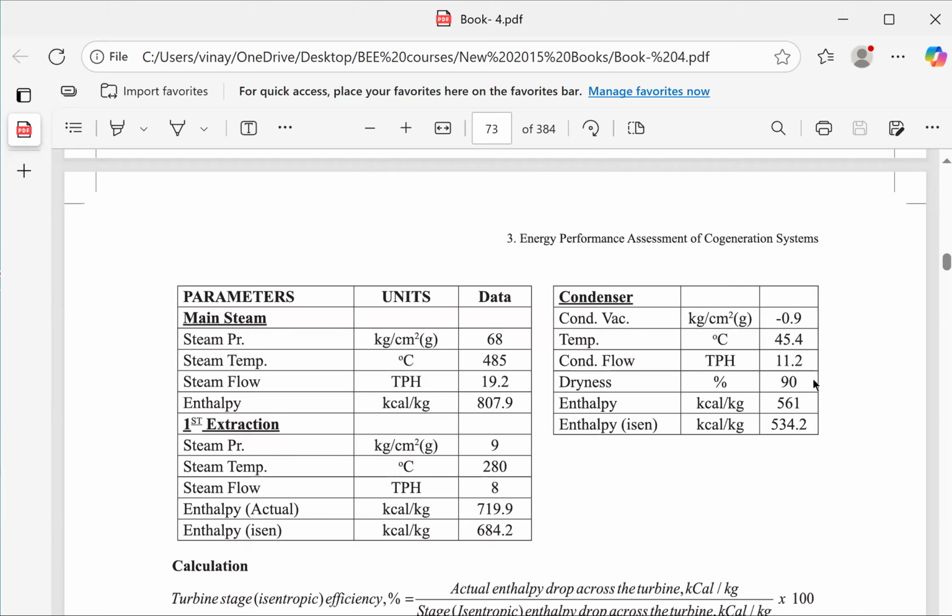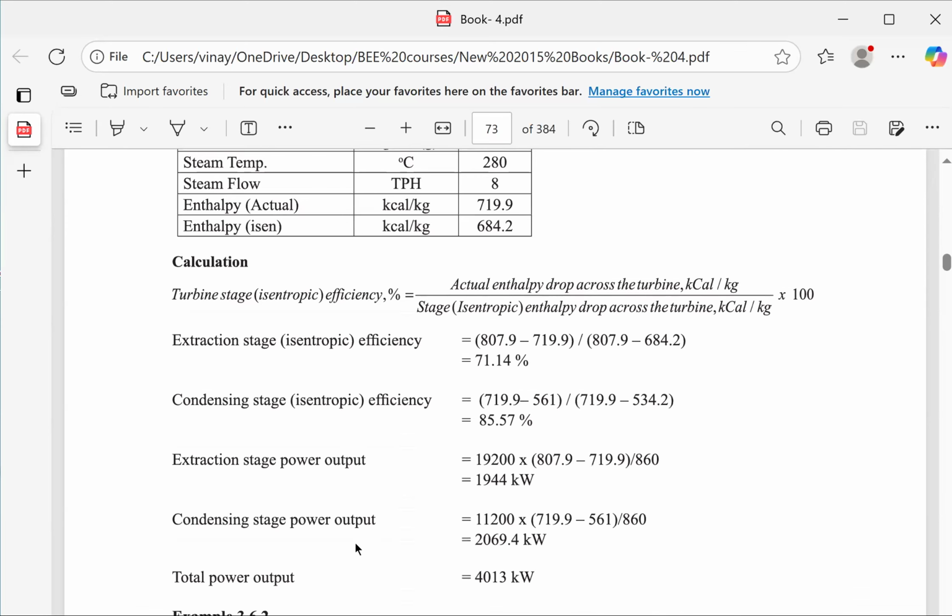Dryness fraction. Why dryness fraction? If you want to calculate the total heat content. But this whole thing is not necessary, because he has already given you the total heat 561 and isentropic 534. This is the drop, this is the actual drop. So the calculations, as we have seen the formulae, what is the extraction stage efficiency? Same formula, actual enthalpy drop upon isentropic drop.